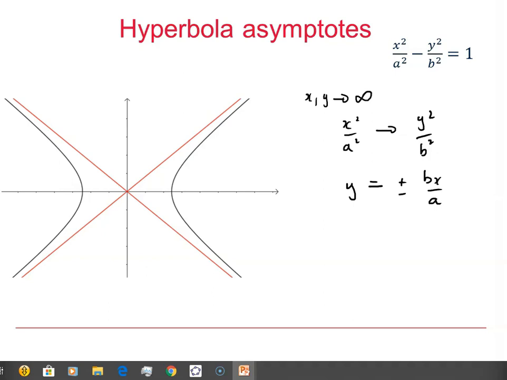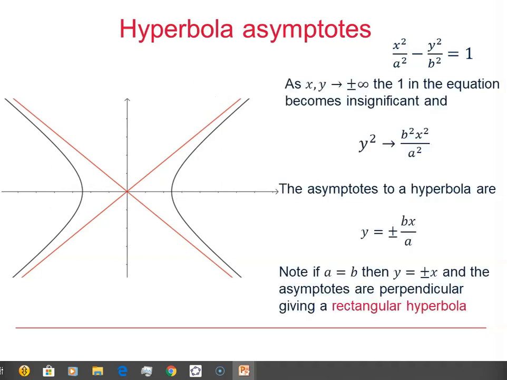So just rearranging that equation to give y as the subject, we get y is equal to plus or minus bx over a, and these are the asymptotes. So we have here y is equal to bx over a, and this one here is y is equal to negative bx over a. The other fact that we had was that the hyperbola crosses the x-axis at x equal to negative a and x equal to positive a.